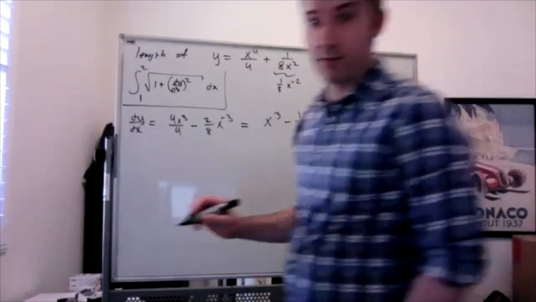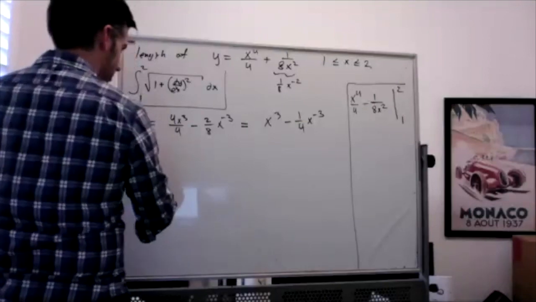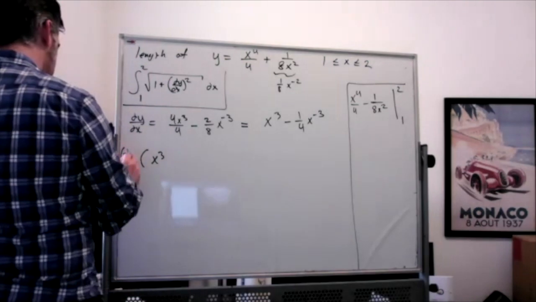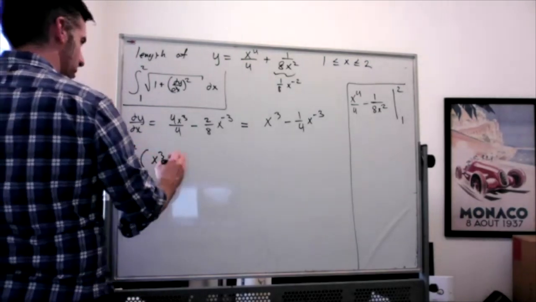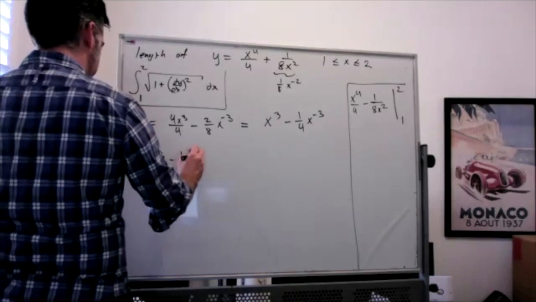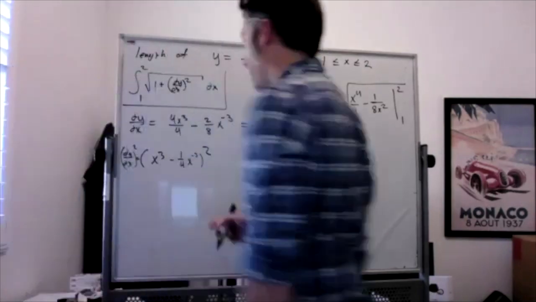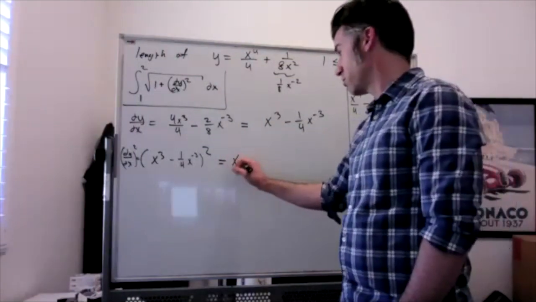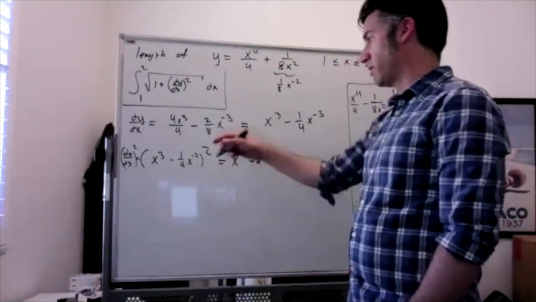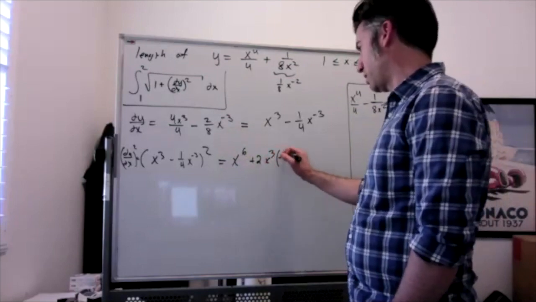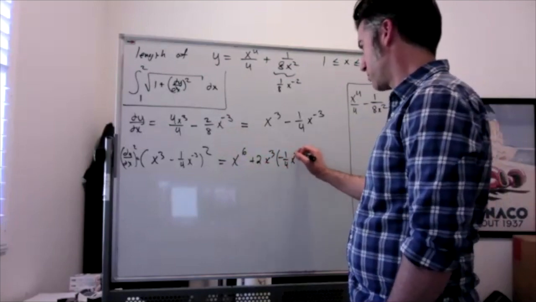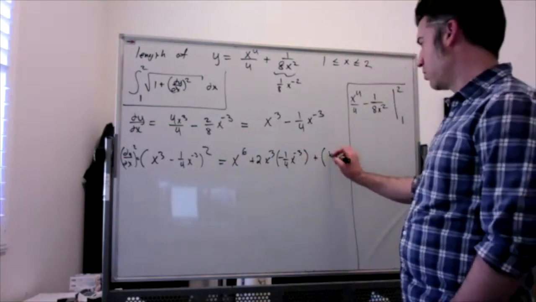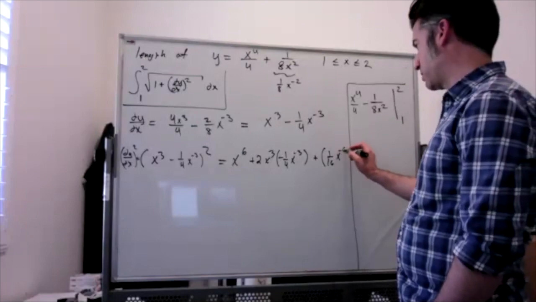Now let's square it out. So this is going to be (dy/dx) squared: (x cubed minus 1/4 x to the negative third) squared. When you square something out like this, it's always the first term squared, plus 2 times the first term times the second term, plus the second term squared, which is going to be 1/16 x to the negative 6.